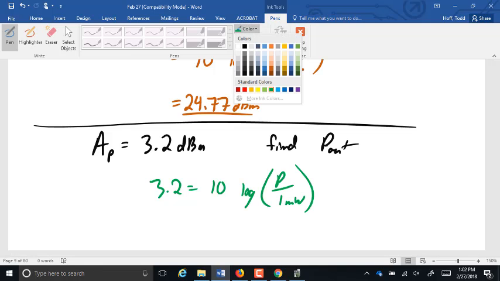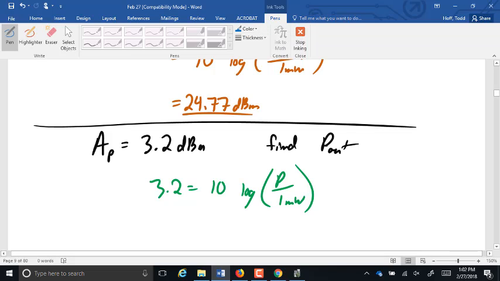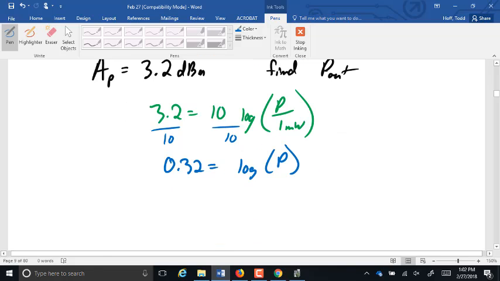And so, of course, I'm going to grab my 10. 0.32 equals log of P. Why did I just write P there instead of P over 1? P over 1 is just P. Really, all we need out of this is the fact that it's milliwatts as our units. So as long as we remember our units are going to be milliwatts, we don't have to worry about the over 1.